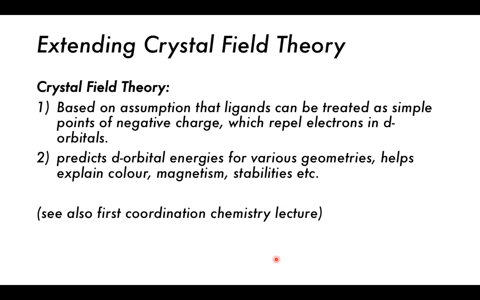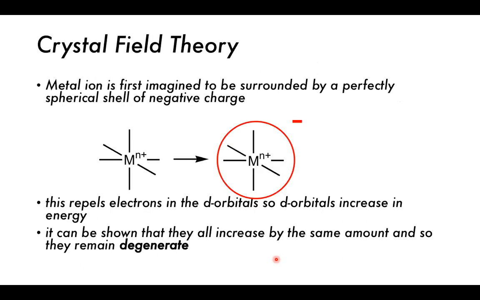So in crystal field theory, it's just assumed that the ligands are infinitely small points of negative charge, which will repel any electrons which are in d orbitals. If there is a significant amount of overlap with the d orbital, then they're going to repel more. And if there's less overlap, they're going to repel less. And so that's going to have an effect, either stabilizing or destabilizing, on the d orbitals. So how does this work?